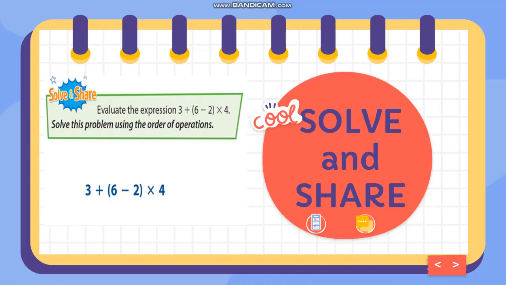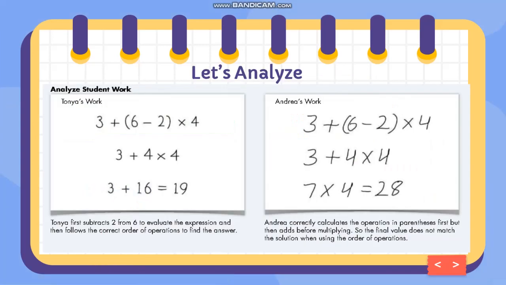Now, let's evaluate the expression 3 plus 6 minus 2 multiplied by 4. Based on the rule of the order of operations, we need to solve first what's inside the parentheses. So 6 minus 2 is equivalent to 4, multiplied by 4, then we need to add. So 4 multiplied by 4 is 16, and 16 plus 3 is equivalent to 19. That's Tanya's work here. Tanya first subtracted 2 from 6 to evaluate the expression, and then followed the correct order of operations to find the answer. That's why Tanya got 19.